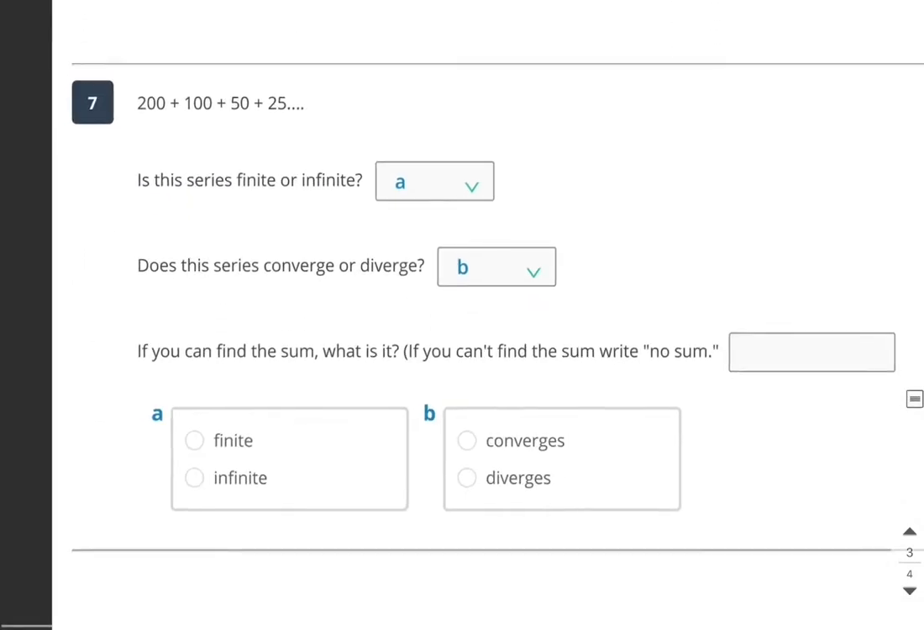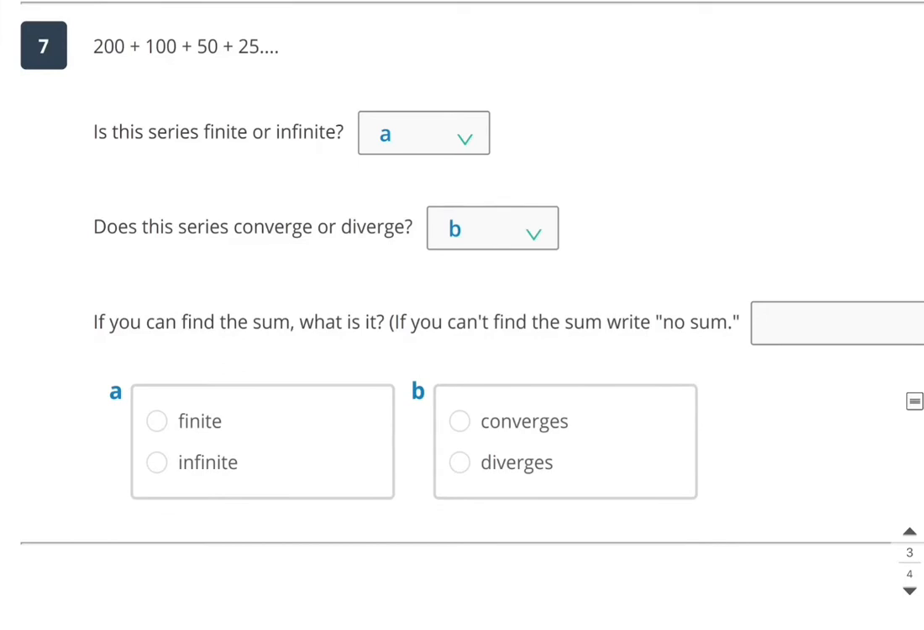Done. And number 7, the last one, I have 200 plus 100 plus 50 plus 25. This is a series since I'm adding the numbers together. I have a dot, dot, dot, so that means it's an infinite series. And I know that it converges since my numbers are going down each time.